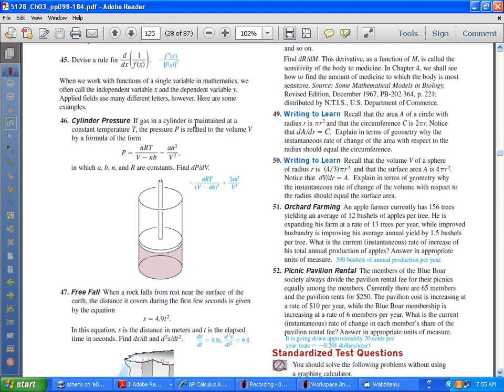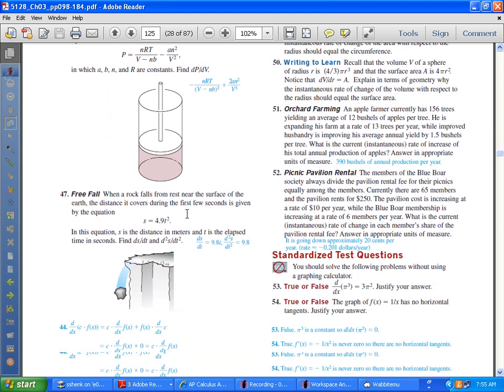Now 46, they're saying if gas in a cylinder is maintained at a constant temperature, so T is a constant, the pressure is related to the volume V by the formula right here. So you may be familiar with this from physics or something like that, I'm not sure. But key here, A, B, N, R, and T are all constants. So basically, P is a function of V. So P is your Y value, V is your X value. Everything else is constant there. So P is just a differentiable function of V. Okay, and then they want you to find the derivative dP/dV. Down here in 47, they want you to find the first and the second derivatives of that free fall equation.